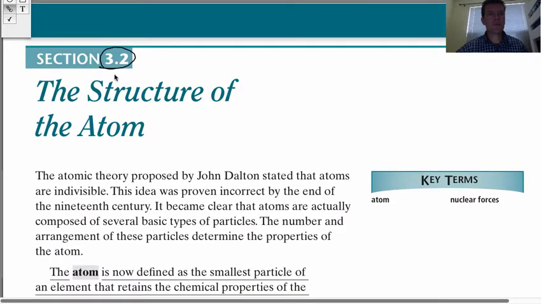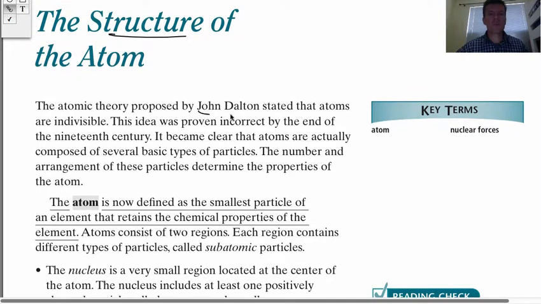Okay, in section 3.2 now, let's talk about the actual guts of the atom, what makes up the atom, the structure of the atom. So remember we were talking about John Dalton, and he mentioned that atoms are the basic building blocks. They are indivisible, which is not exactly true. We can look inside the atom and pull it apart into smaller particles. But the atom is the smallest unit that retains the properties of a particular element.